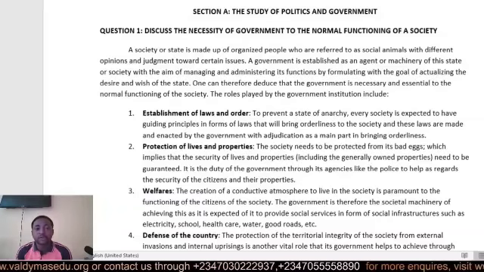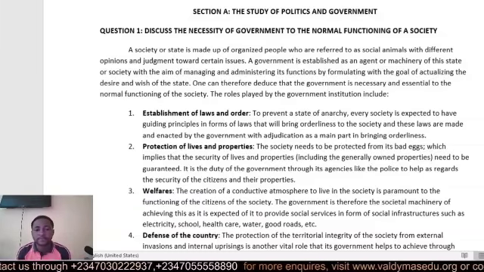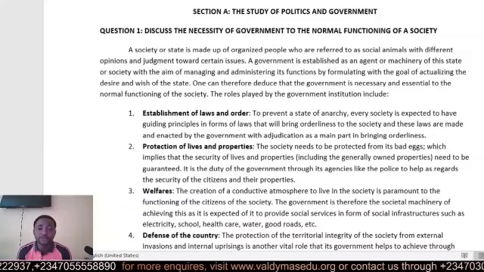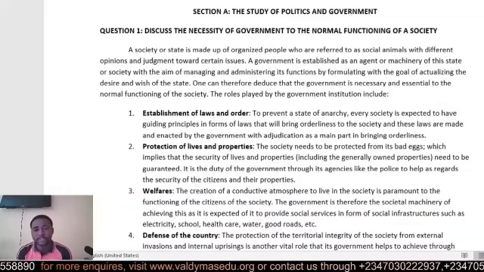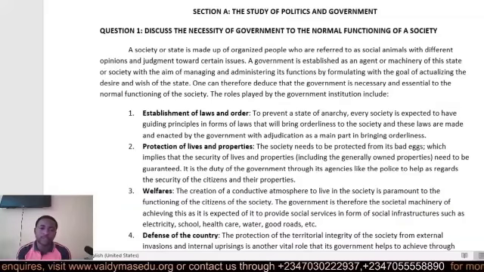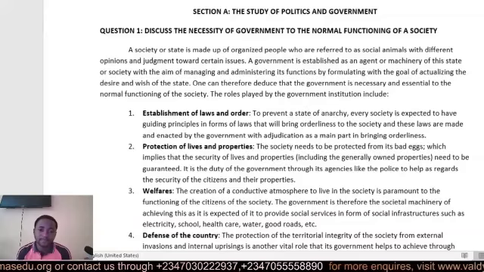In this lecture, we'll be focusing on the study of politics and government. This is a holistic topic that combines two very vital issues, government and politics. We'll be looking at different possible areas of questions, and from there we are going to be looking at the answers to these questions.